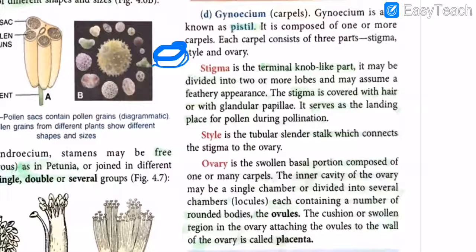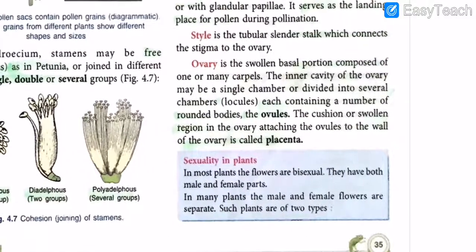The inner cavity of the ovary may be a single chamber or divided into several chambers, that's locules, each containing a number of rounded bodies, the ovules. The cushion or swollen region in the ovary attaching the ovules to the wall of the ovary is called the placenta. Okay, so now in grade 8 we have learned about reproduction in animals, or you can say humans, right? And mainly we have learnt about a wall called placenta, right? So now before I come to that properly, let's just read through this paragraph and let's see what they have to say.